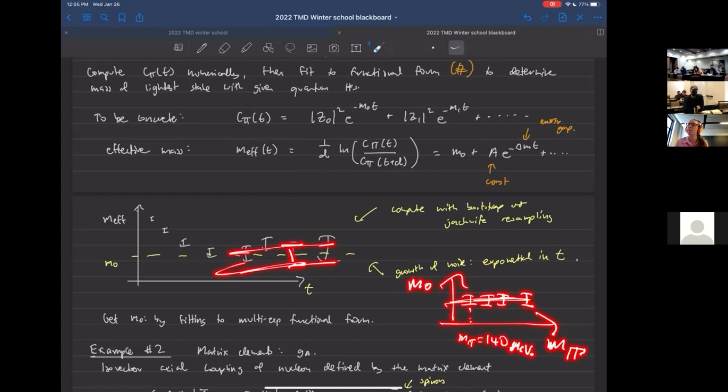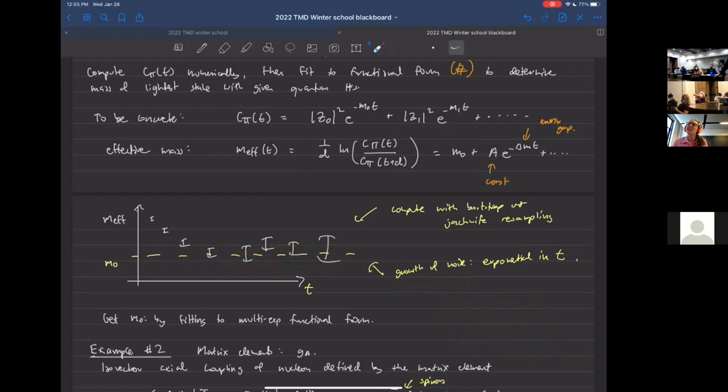Okay. Could I add maybe something about Andrew's question? You were looking at that logarithm of that ratio of correlation functions.